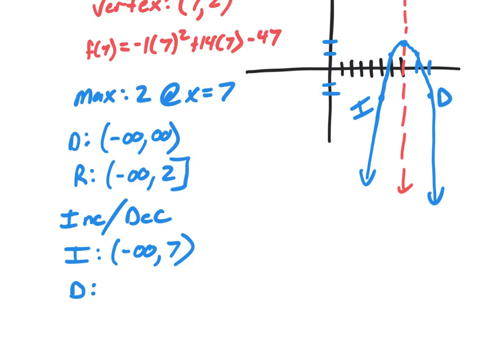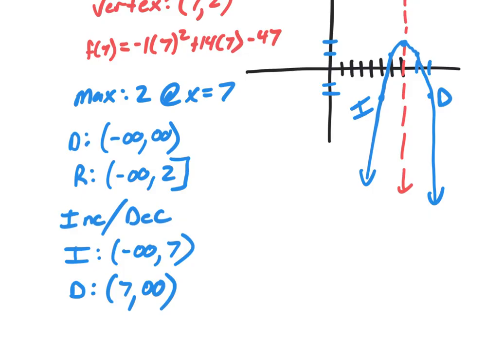And then at 7, it begins to drop. And it's going to keep dropping forever. So it's going to decrease from 7 to infinity. If my graph opened up, it would be just the opposite. It's going to decrease on the left and it's going to increase on the right. Okay, and so it would be just the other way around.